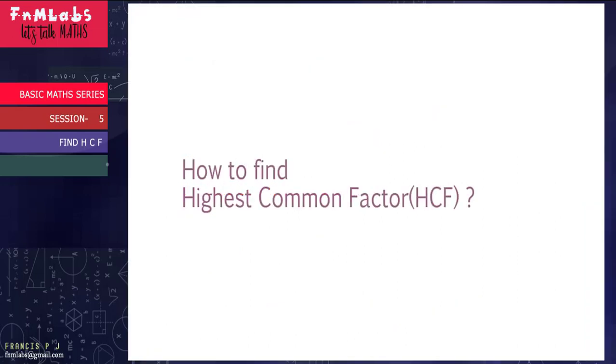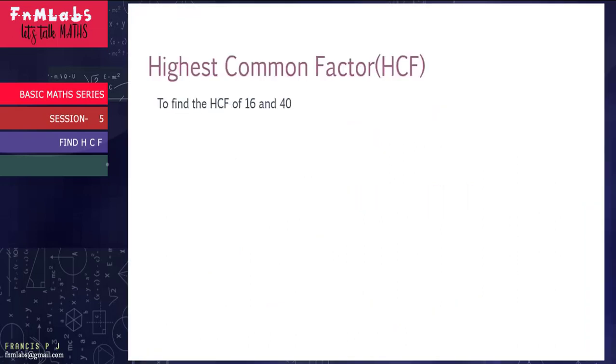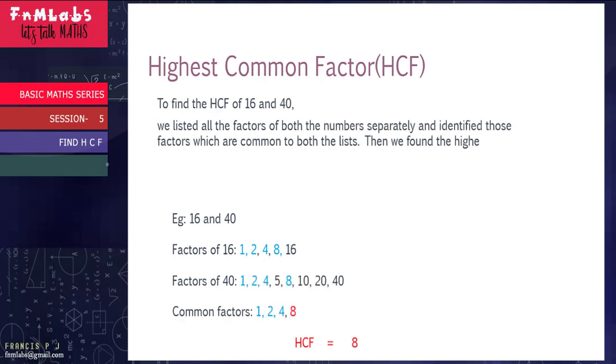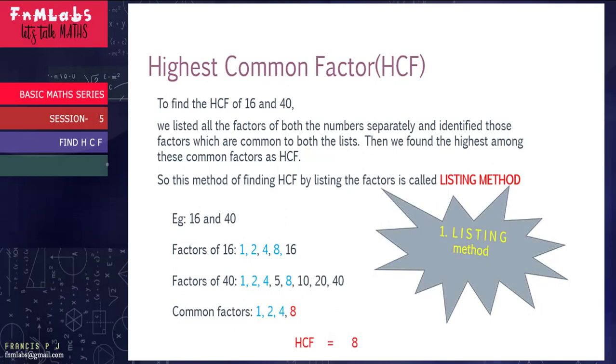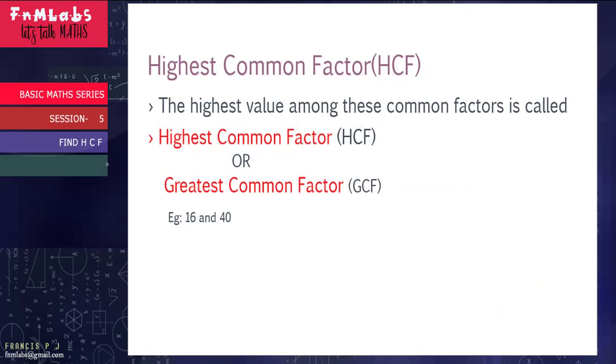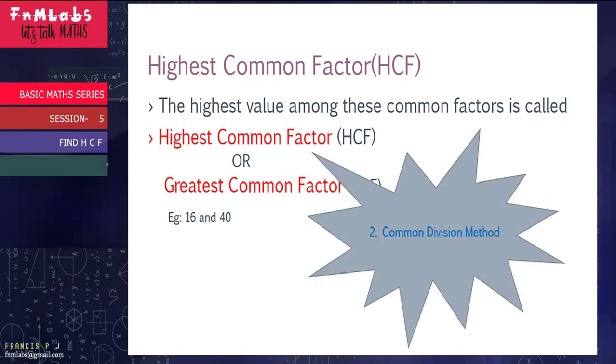Now, how do we find the highest common factor? To find the HCF of 16 and 40, we listed all the factors of both numbers separately and identified those factors which are common to both lists. Then we found the highest among these common factors as the HCF. This method of finding HCF by listing the factors is called the listing method. Now we will discuss another method for finding the highest common factor, which is called the common division method.